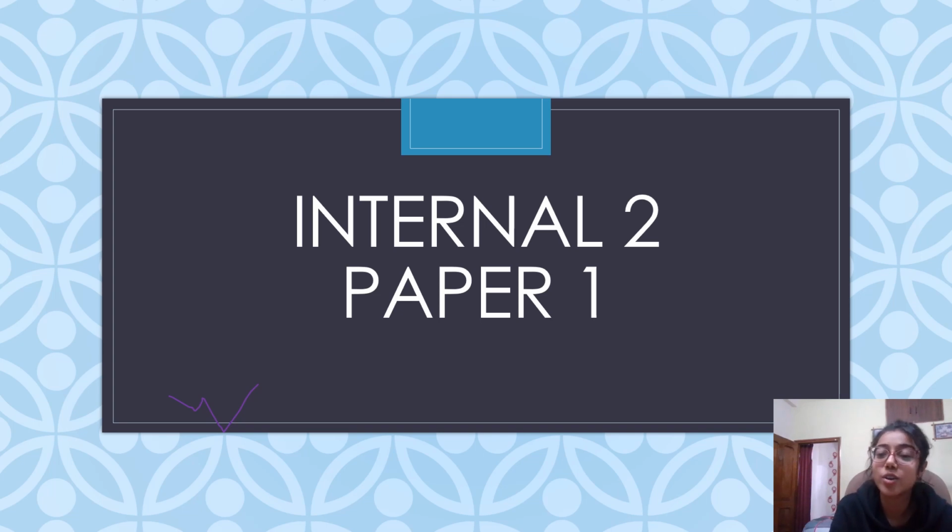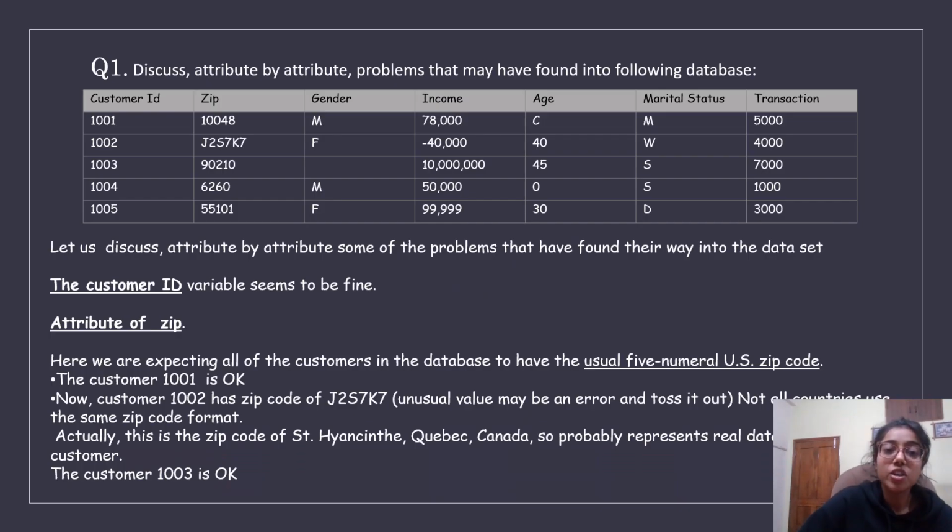Hello everyone. So today we are going to discuss internal 2 paper 1. So let's begin. The first question is to discuss attribute by attribute problems that we have found in the following database. The database given here contains customer ID, ZIP, gender, income, age, marital status, and transaction. So let us discuss attribute by attribute some of the problems that we have found in the data set.